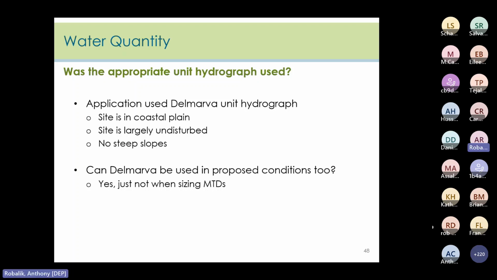So the next thing to check is if they used the right unit hydrograph. Well, it's in the coastal plain and they used the Delmarva. So already right there, that's acceptable. Using the Delmarva is more conservative.